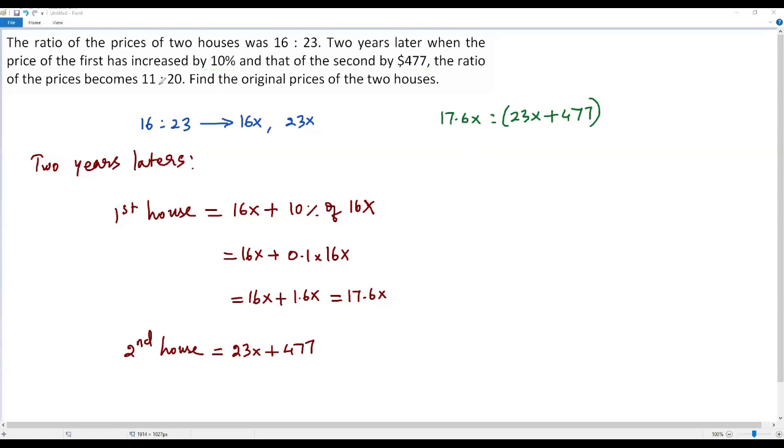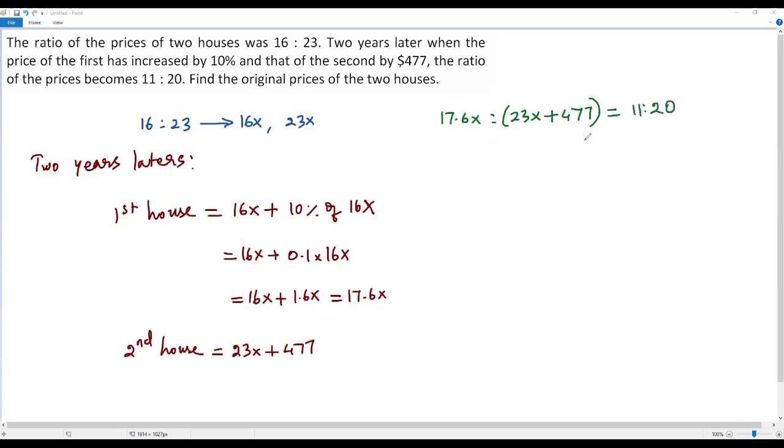Already this ratio is given in the question itself. That is, after these two changes, the first one is increased by 10%, the second one is increased by $477, and the ratio of the prices becomes 11 to 20. So the ratio that I got over here and the ratio given in the question both represent the same stuff, so we can equate them. Then I'm getting it is equal to 11 to 20.